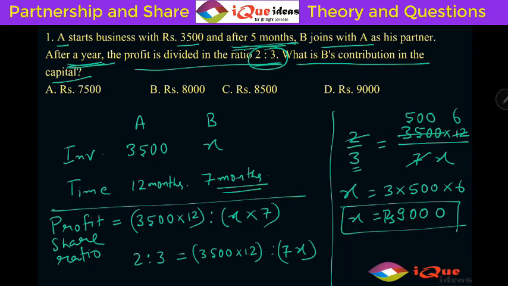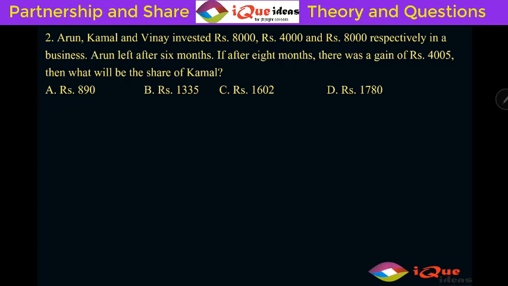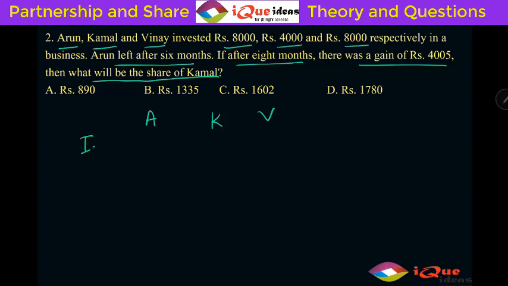Now let's take up the next question. The second question says Arun, Kamal and Vinay invested rupees 8,000, 4,000 and 8,000 respectively in a business. Arun left after 6 months. If after 8 months there was a gain of rupees 4,005, then what will be the share of Kamal? Right. So let's say Arun, Kamal and Vinay, the investment amounts are, for Arun 8,000, for Kamal 4,000 and for Vinay 8,000.